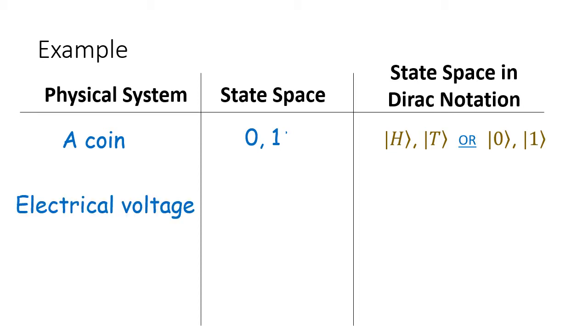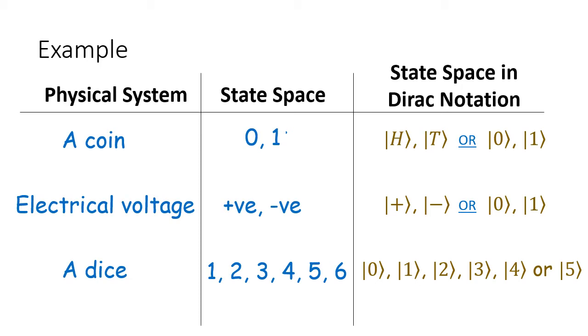The second example is electrical voltage. The state space of electrical voltage consists of two states, either larger than 0 or smaller than 0. We may represent the state space in Dirac notation in something like this. Or similarly, we can use 0 to represent the positive state and 1 to represent the negative state.